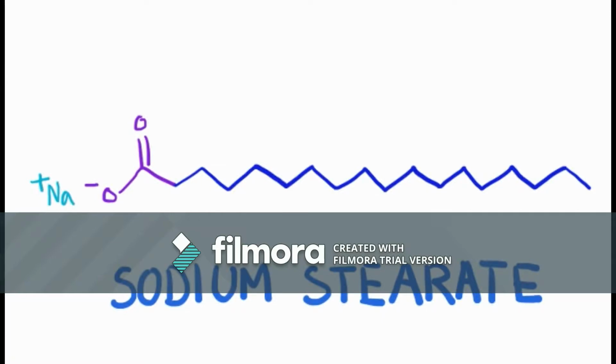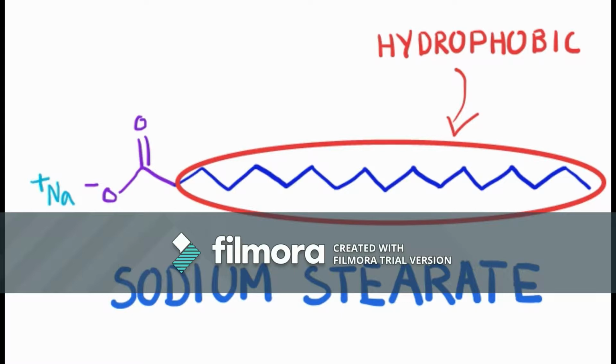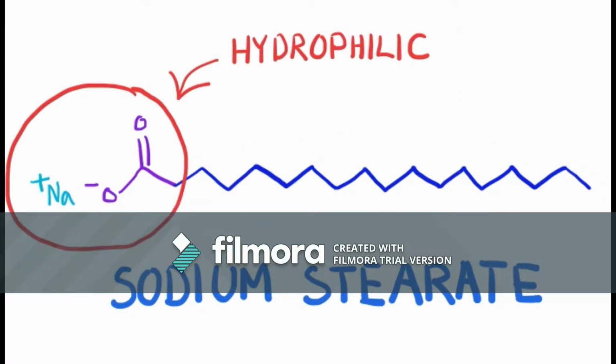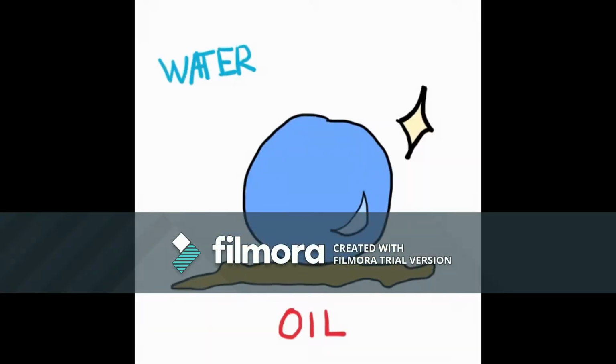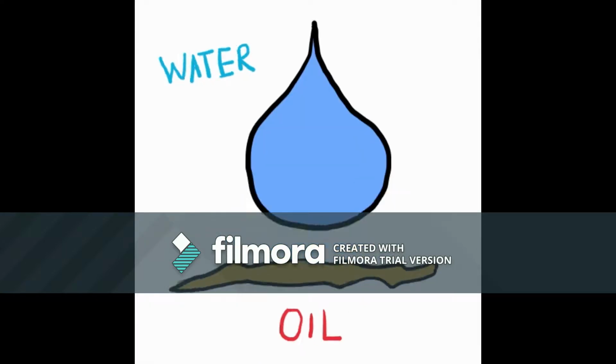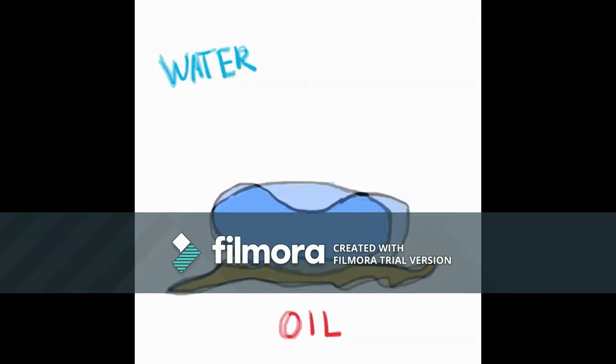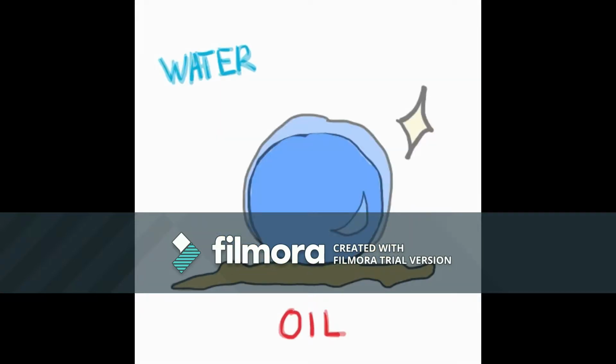The hydrocarbon tail is non-polar, or hydrophobic, and can readily dissolve in oils and fats. The carboxylate head is polar, or hydrophilic, and can dissolve in water. Water and oil do not interact, and would actually prefer to stay as far away from each other as possible. And yet when sodium stearate comes into the mixture, the two otherwise opposite molecules begin to interact.